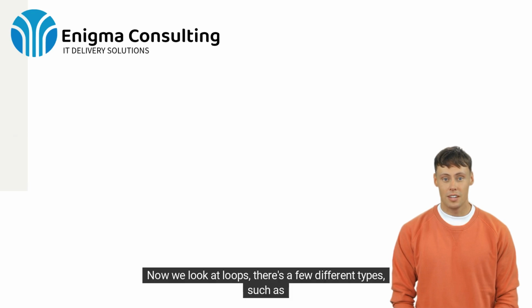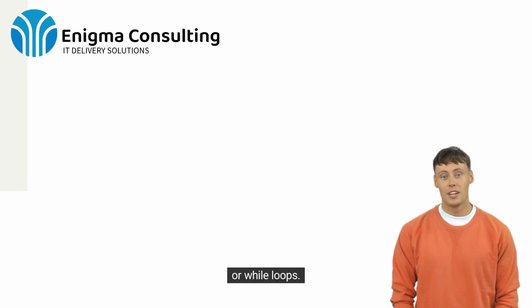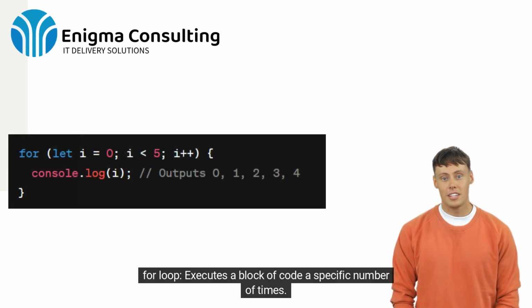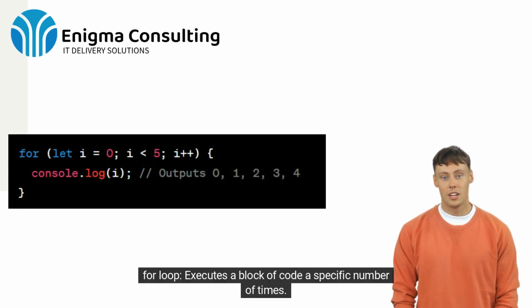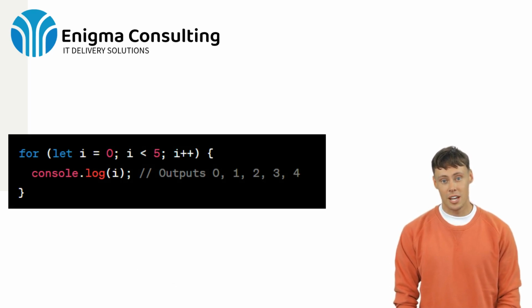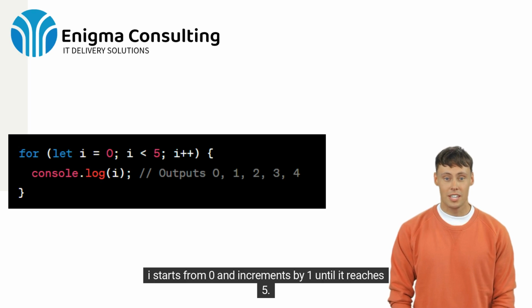Now we look at loops. There's a few different types, such as for loops or while loops. Loops are used to repeatedly execute a block of code. A for loop executes a block of code a specific number of times. This loop prints numbers from 0 to 4. i starts from 0 and increments by 1 until it reaches 5.